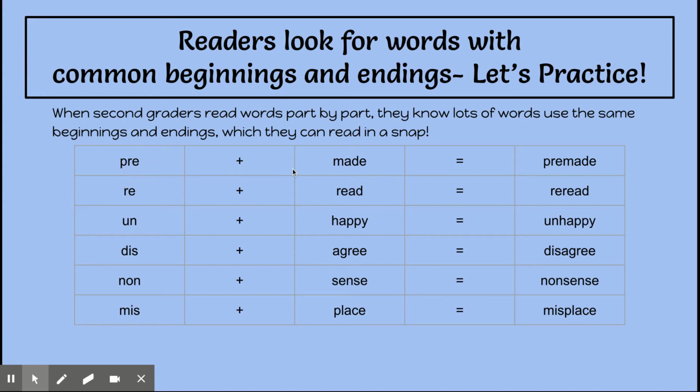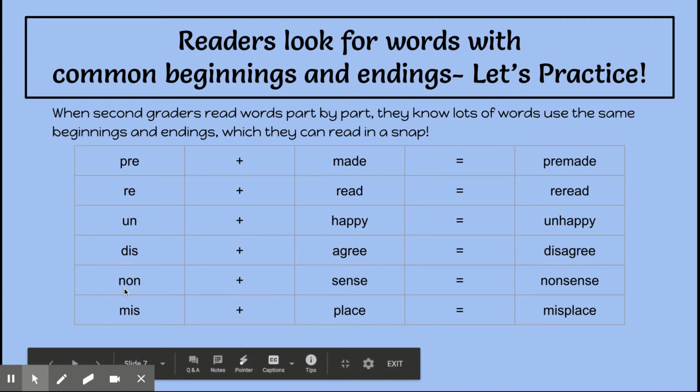If we've got pre in the word made, we can read premade. Re, which means again, and read, we get reread. Un and happy, we get unhappy. Good. Dis and agree, we get disagree. Non and sense, nonsense. Mis and place, misplace. Well done. All right, let's continue.